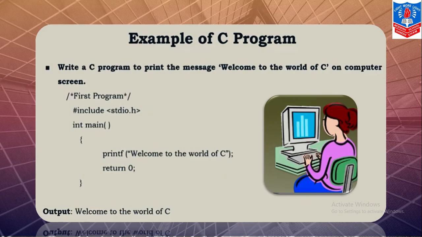An example of a C program is given, children. You must go through this. You can see the beginning and ending of the curly brackets, and the header file above main. Output is also given.